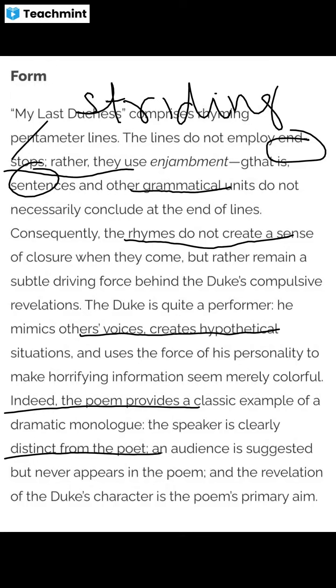सर वॉइस नहीं आ रही है. So are you getting my voice? Yes, right now. Okay, okay, that's good.